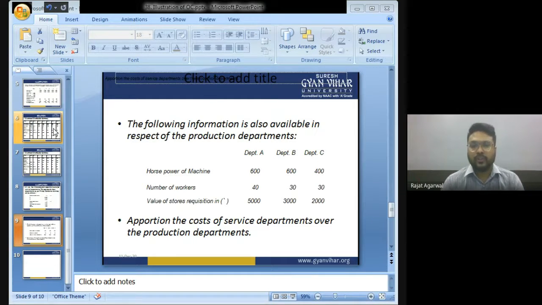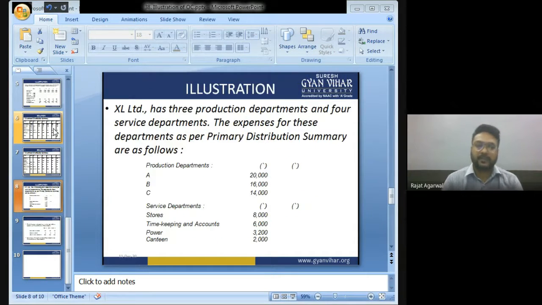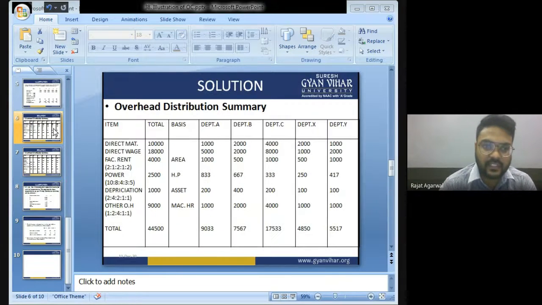Apportion the cost of service departments over the production departments. You have to distribute the cost of service departments over the production departments. Service departments are store, timekeeping and accounts, power, and canteen. So you have to distribute the cost of these over production departments A, B, and C. Let us start this illustration.